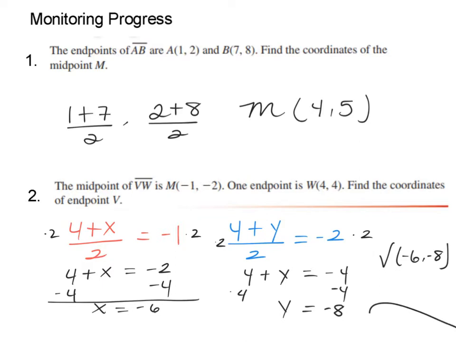And then I do the same thing with y. Take 4 plus y over 2, set that equal to the y coordinate of the midpoint. Solve for y, and I get -8. Do you have questions on 1 and 2? Did you get it? Good. Okay, cool.